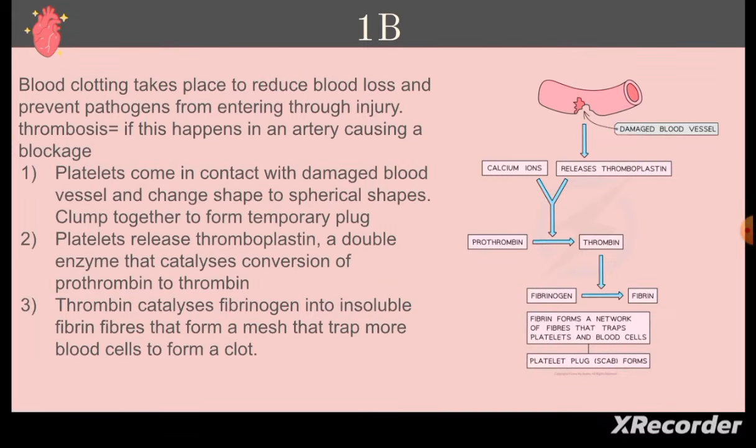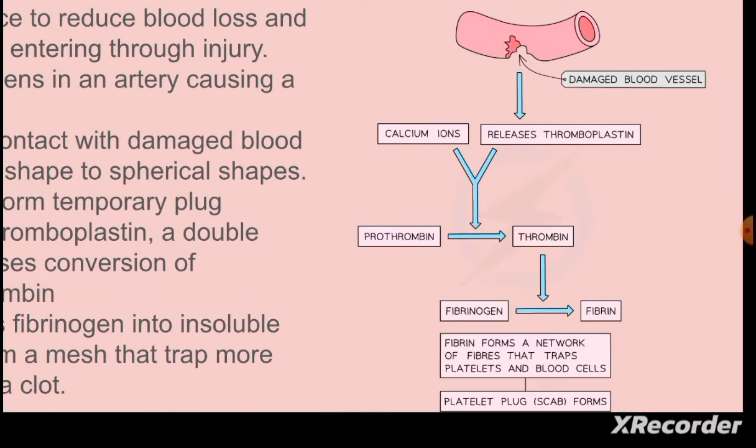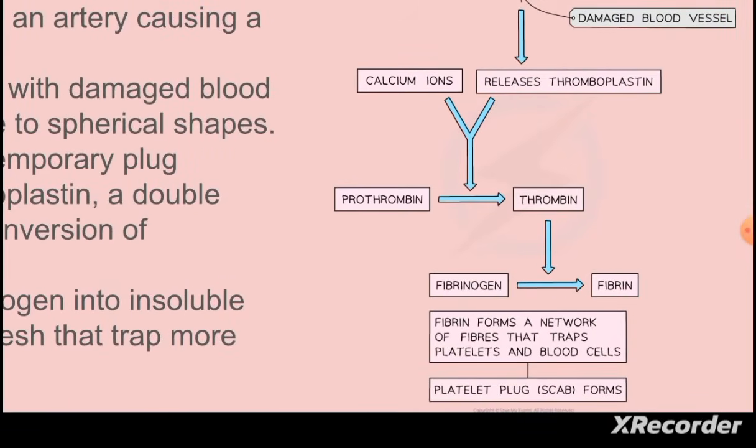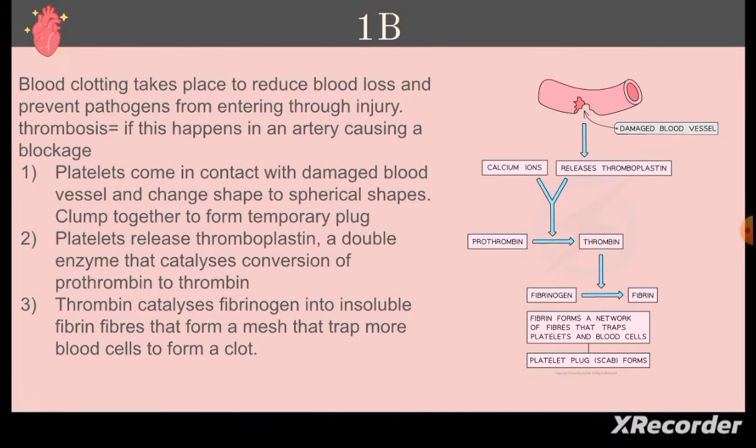This is the blood clotting cascade. So first, when a blood vessel is damaged, the platelets release thromboplastin, with the presence of calcium ions. Thromboplastin converts prothrombin into thrombin, and thrombin catalyzes the reaction of turning fibrinogen into fibrin, which is insoluble. Fibrin forms a network of fibers that trap platelets and blood cells into an insoluble mesh.